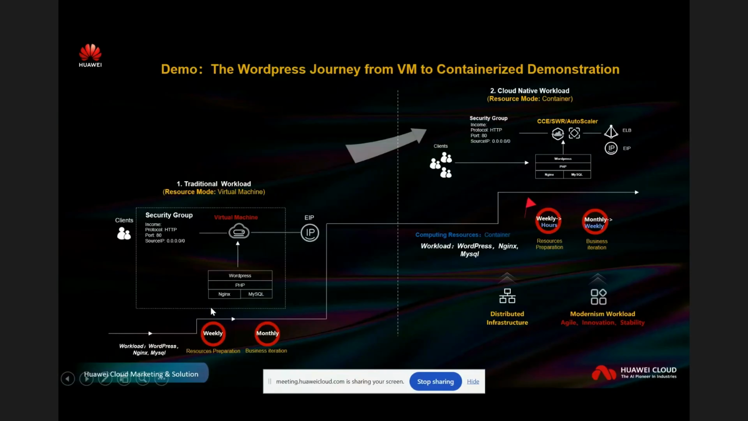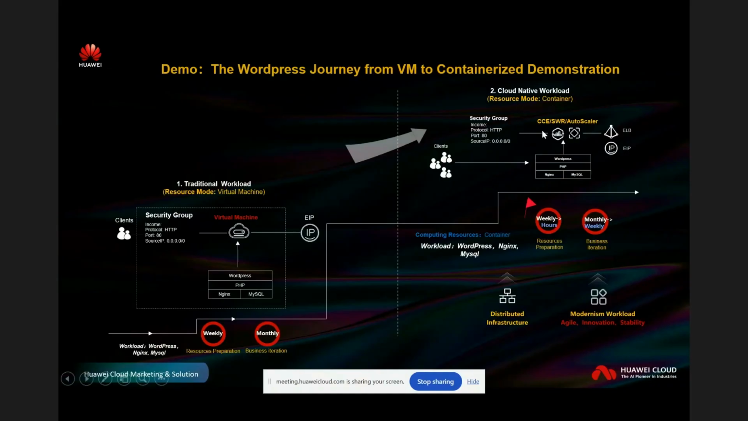In this traditional architecture, you can see that the preparation of the resources is not very easy, so it is done on a weekly basis. And finally, the business iteration, like showing the benefits to the clients, can be on a monthly basis because it's very slow to iterate over virtual machines or on-premises architecture. Okay, so I will be switching to a cloud native workload that is based on containers in our CCE.